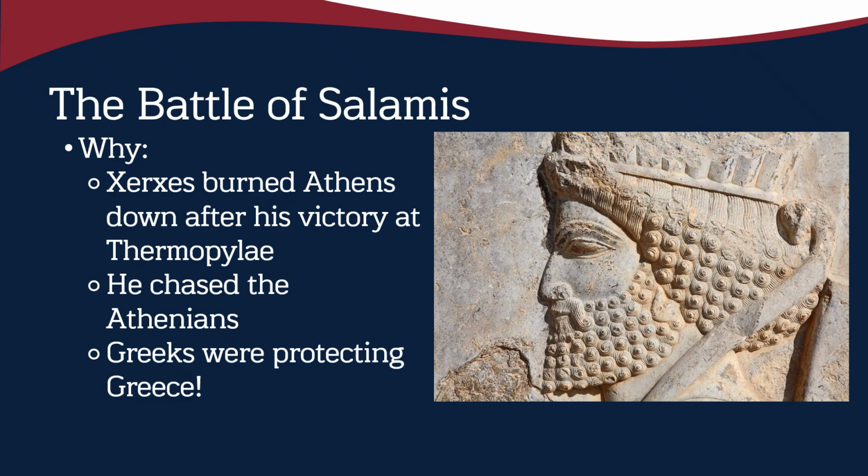At this point, King Xerxes had already burned down Athens after his battle and victory at Thermopylae. He was chasing down the Athenian army and Athenian royalty and generals, trying to eliminate them from the face of the earth, and the Greeks were simply trying to not die. It was a matter of survival for them.